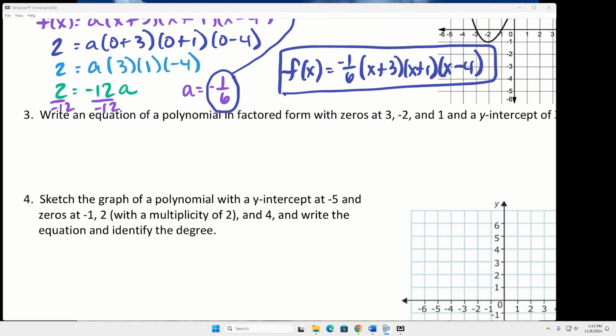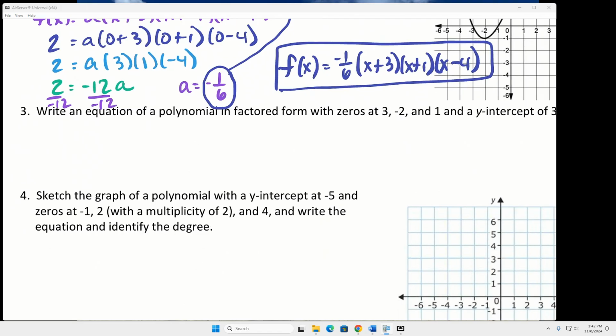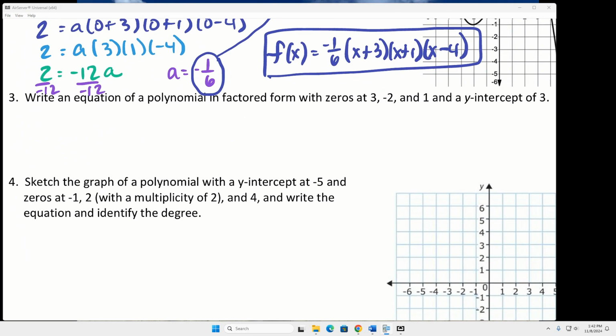All right, and then number 3 is a very similar question, except instead of the graph, they just give you the information in words. But we're going to do the exact same thing. I'm going to call this one g of x. So we start off with g of x equals a. And then we're going to do a factor for each 0. I almost messed up. Make sure you do the opposite on those.